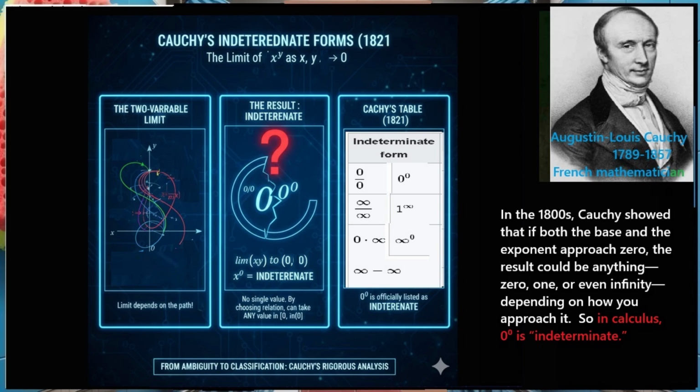Actually, in the 1800s, Cauchy showed that if both the base and the exponent approach 0, the result could be anything: 0, 1, or even infinity, depending on how you approach it. So in calculus, 0 to the power of 0 is indeterminate. It is also called an indeterminate form. Depending on how both numbers approach 0, the result can be 0, infinity, or 1.